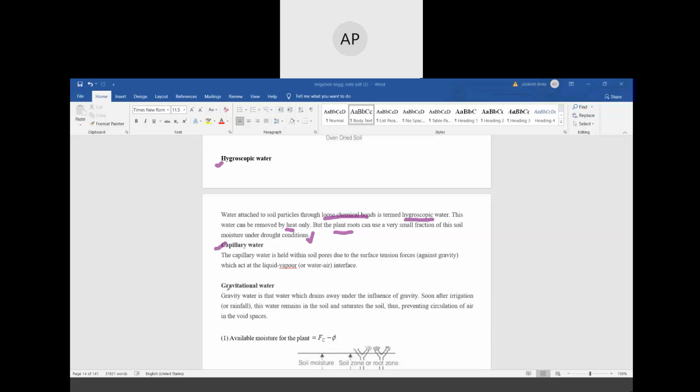And what is gravitational water? Gravity water is that water which drains away under the influence of gravity. Soon after the irrigation or any rainfall, the water remains in the soil and saturates the soil, thus preventing circulation of air in the void space. This is called gravitational water, which is left in the soil immediately after irrigation or rainfall. That is your gravity water, okay.